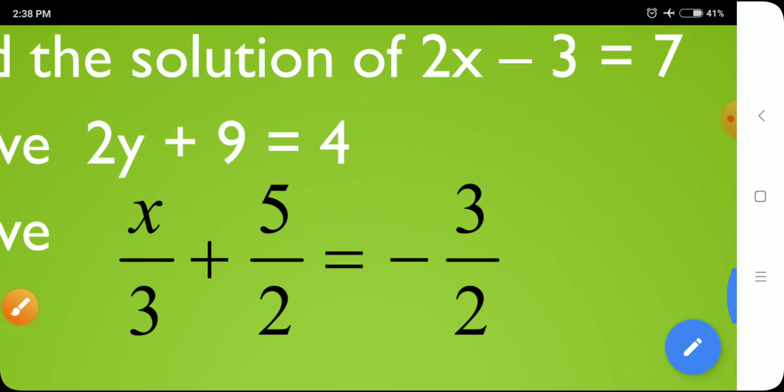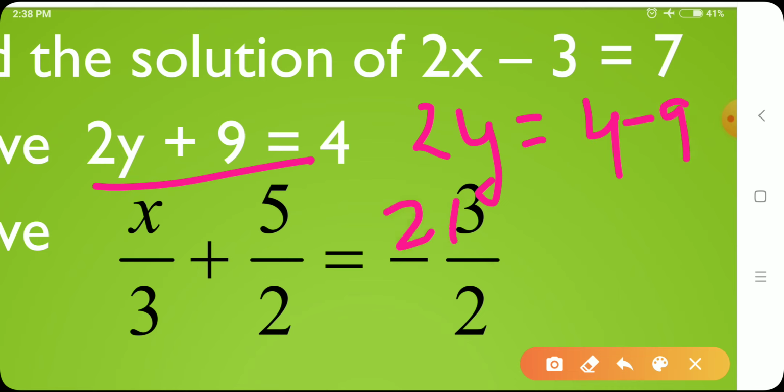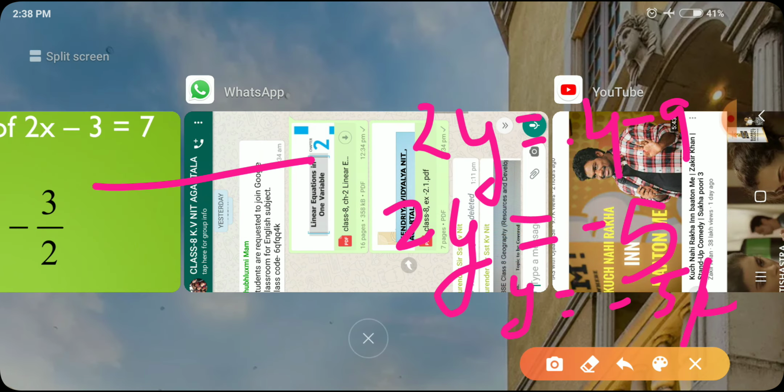In the B part, 2y plus 9 is equal to 4. Plus 9 will become minus 9. You see 2y is equal to 4 minus 9, which is minus 5, and the sign is of the greater value, so y is equal to minus 5 upon 2. This will be your answer.